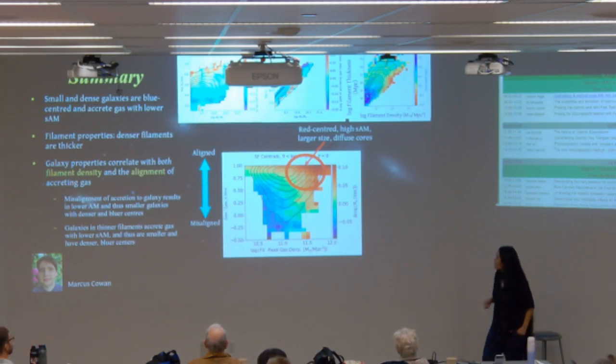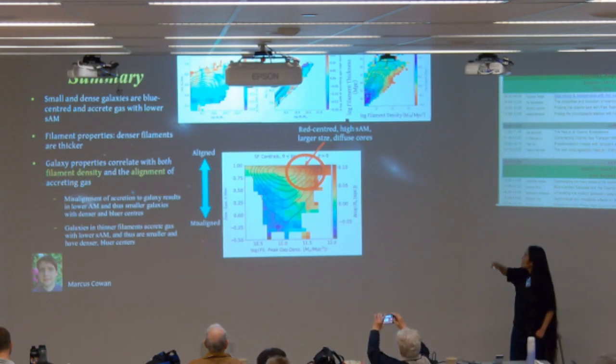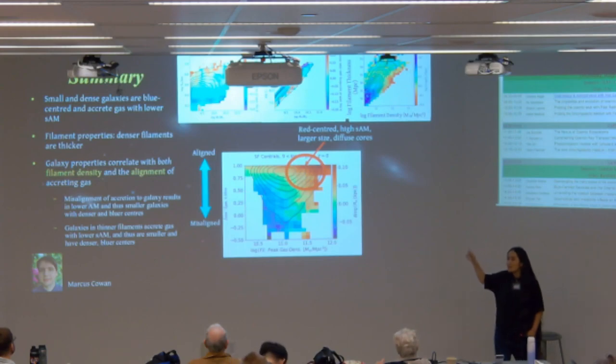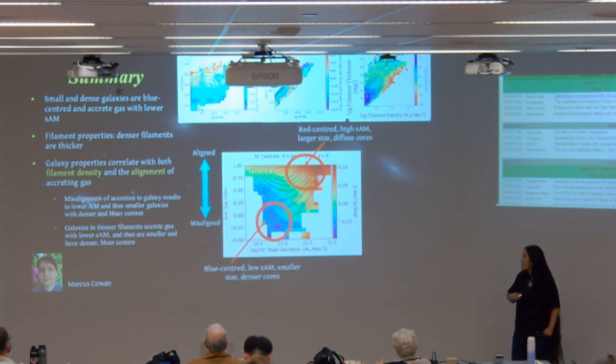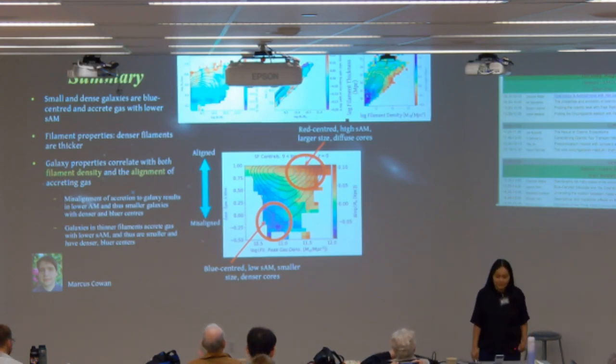We'll do it the opposite way. So we have red-centered, high specific angular momentum accretion, and larger sizes and diffuse cores if we are aligned with your accretion and if we are in thicker filaments. And we have blue-centered, lower specific angular momentum accretion, smaller size and denser cores if we are misaligned or in thinner filaments. Thank you very much.